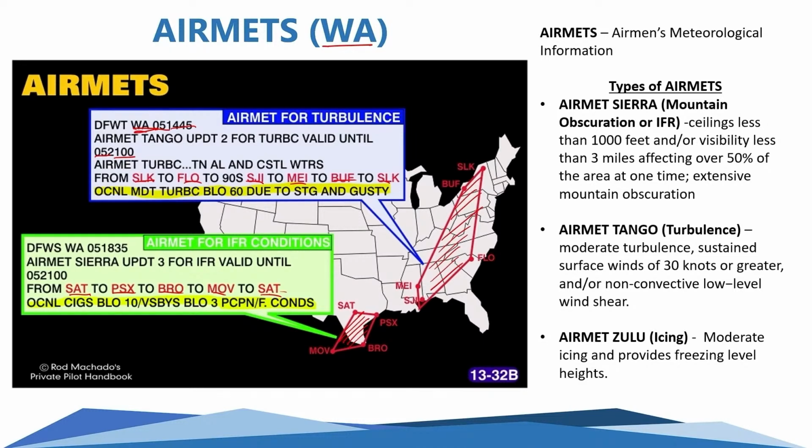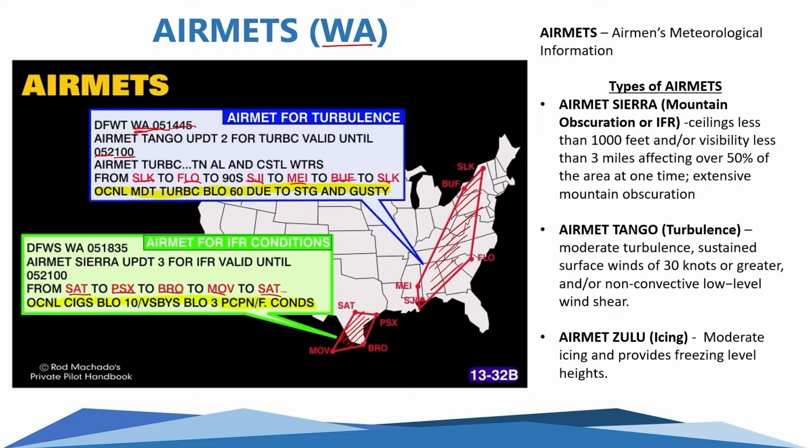So the 3 different types that we have, the first one is AirMet Sierra, and this is basically mountain obscuration or IFR conditions. This is going to be issued when the following conditions occur: ceilings less than 1,000 feet and visibility less than 3 statute miles. It has to affect over 50% of the area at one time, or we say it's extensive mountain obscuration. Keep in mind, it could occur in the Midwest where there are no mountains. So just keep that in mind as well.